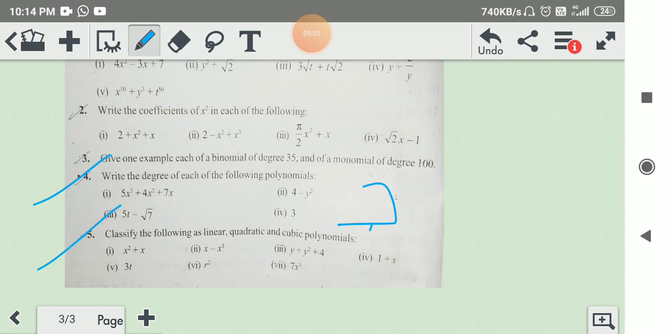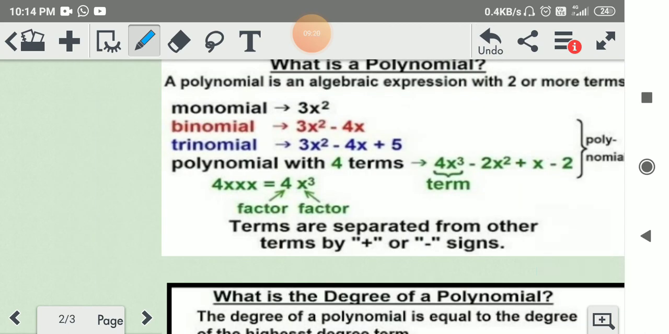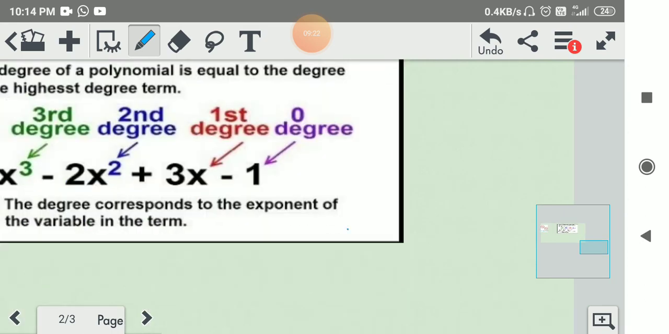And question number 5, classify as linear, quadratic, cubic. Linear has 1 power, quadratic has 2 power, cubic has 3 power. So you find the quadratic, linear and cubic polynomials. So this exercise you have to solve as your homework. Okay, thank you.